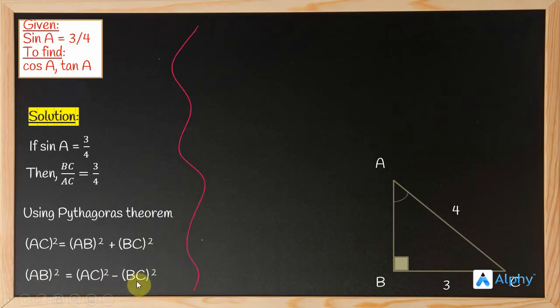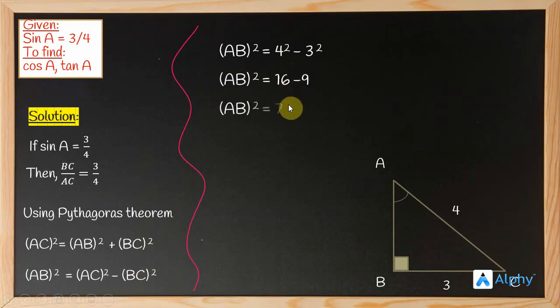Now we know the values of AC and BC. It's a ratio and we can take here AC and BC as 4 and 3. So AB square is equal to 4 square minus 3 square. AB square equals 16 minus 9. On subtracting, we'll get AB square equals 7. How do we find AB from this? We have to take square root on both the sides, which will give us plus or minus root 7.